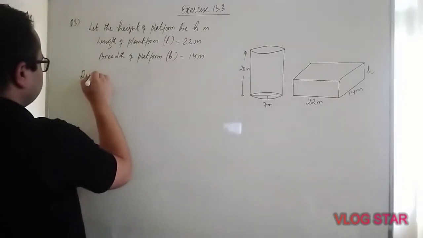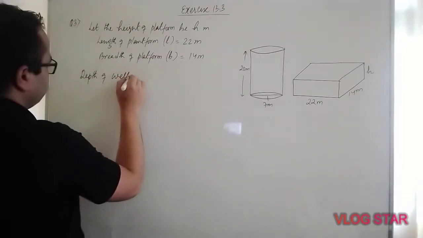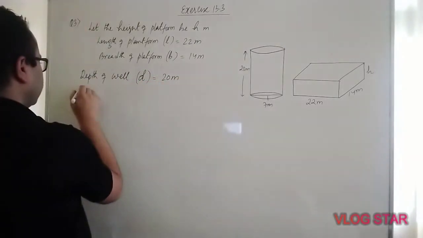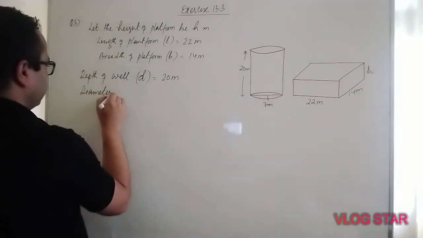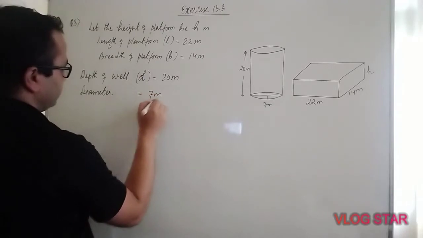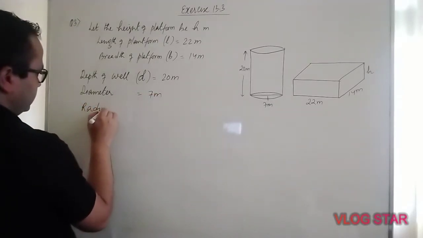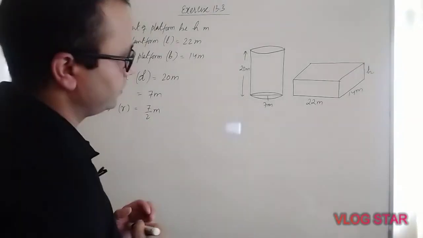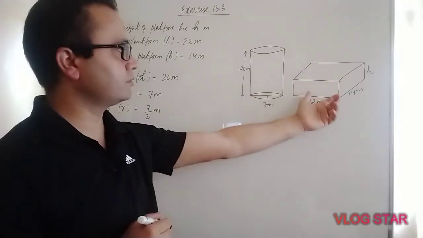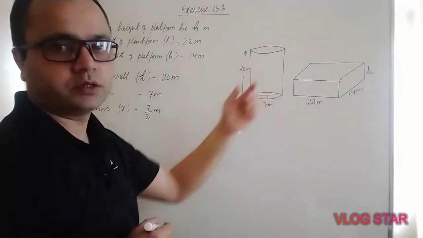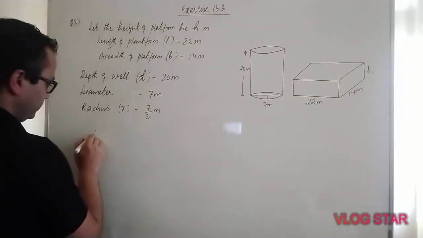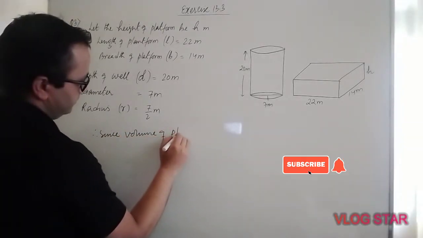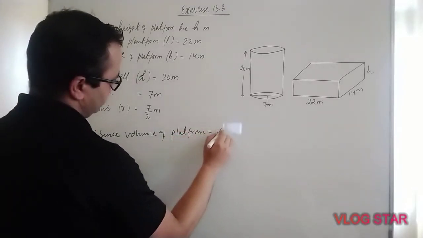Depth of well is represented by D equals 20 meter. Diameter equals 7 meter. Now we first have to calculate the radius. Radius R equals 7 by 2 meter. Now first we have to compute the volume. So volume of platform equals volume of well.